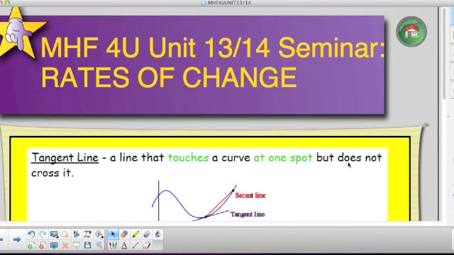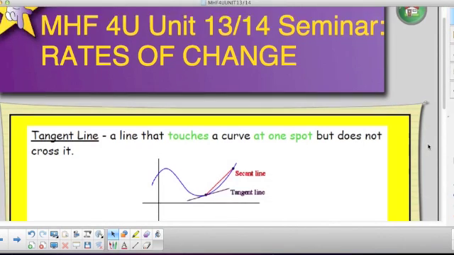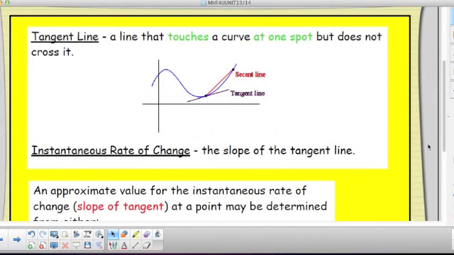If you guys can write this down. We're going to talk about slopes of tangents and instantaneous rates of change, which tie directly into the derivative function, what you're doing right now in calculus, which is the slope of the tangent line. But what does the slope of the tangent line actually represent? So the secant line connected 2 points on the curve, but a tangent line is a line that touches the curve at one spot but does not cross the curve, at one little spot.